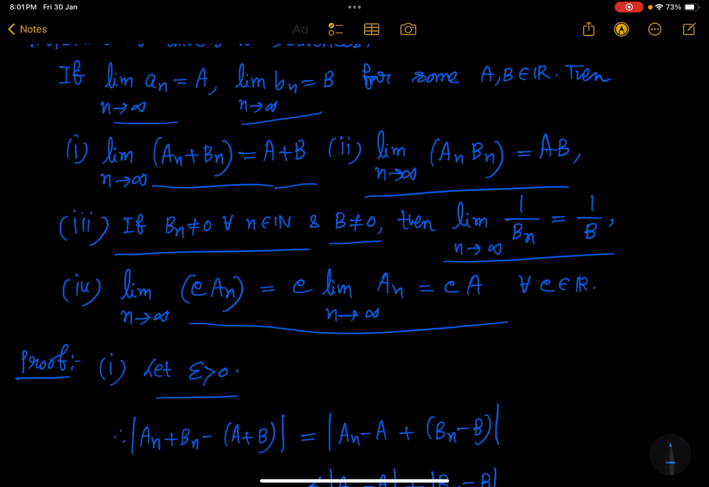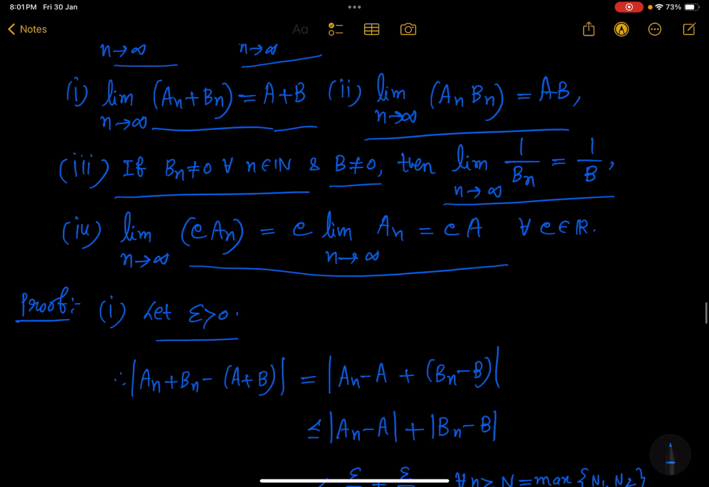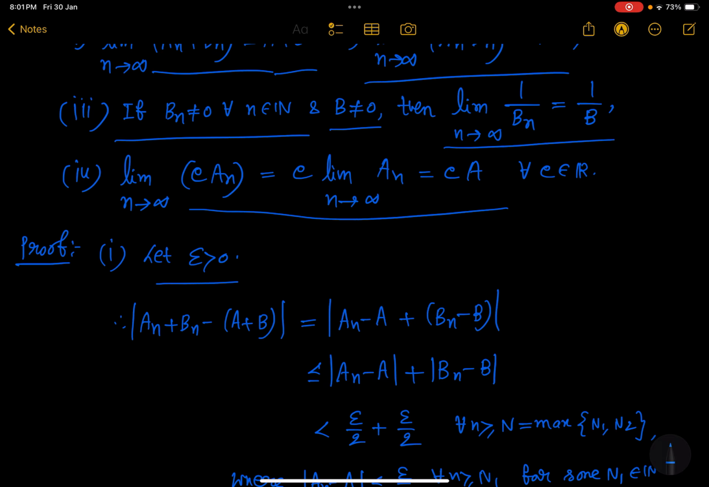Let epsilon be positive. By definition, we'll prove that |a_n + b_n - a - b| is less than epsilon for all n bigger than or equal to some capital N that depends on epsilon, right? So we have this, which is this. Use the triangle inequality to get this.